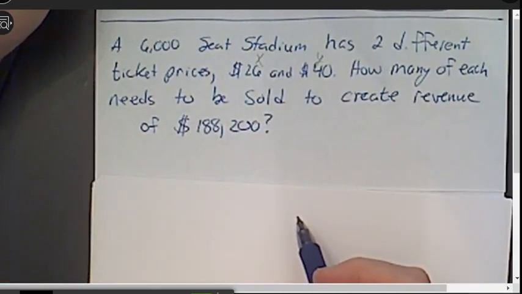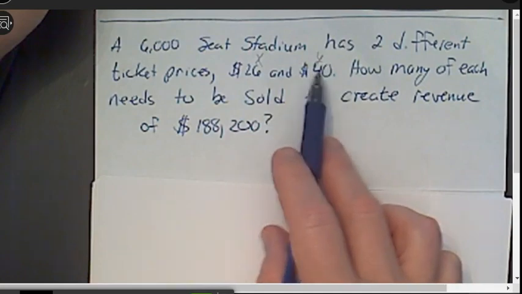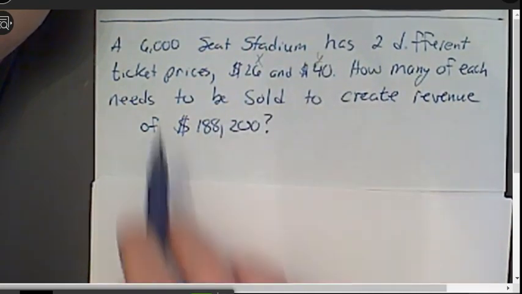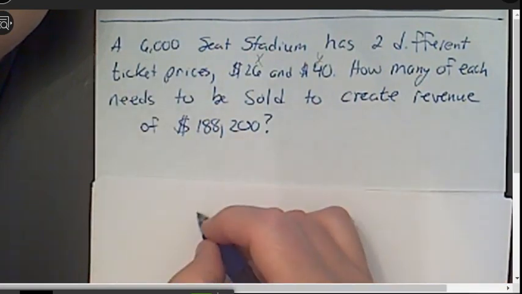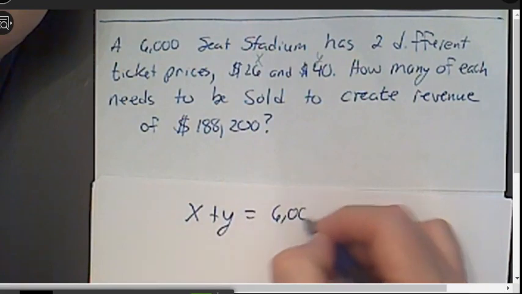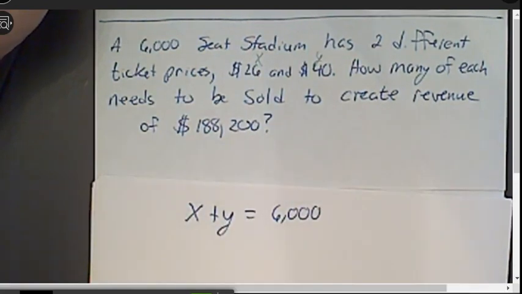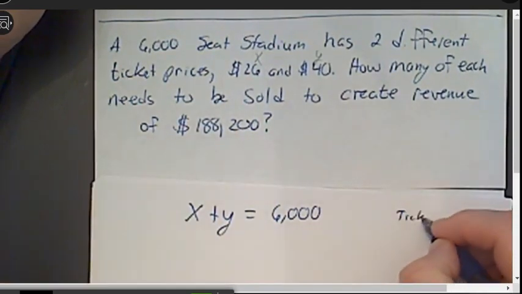The one thing that sometimes people miss is they're like, okay, I've got to have 26 of these, I've got to have 40 of these, and this has got to come out to be this. Sometimes people skip over this number. If it's a 6,000 seat stadium, then when you add all the tickets together, that's going to be 6,000. So basically, this is your tickets.